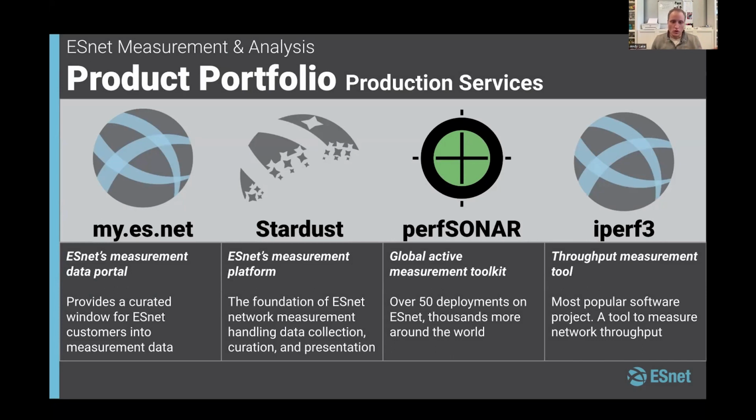Stardust, which I'll talk a lot more about, is a big umbrella, and that's where we collect all our different types of data. It also has a visualization component based on Grafana, and it encompasses a good chunk of what we do. We work actively as developers on the perfSONAR project, and we also have a deployment within ESnet. Basically at every router, we have a perfSONAR node. We're also the main developers of iPerf3, which is probably, in terms of user base, our biggest software project.